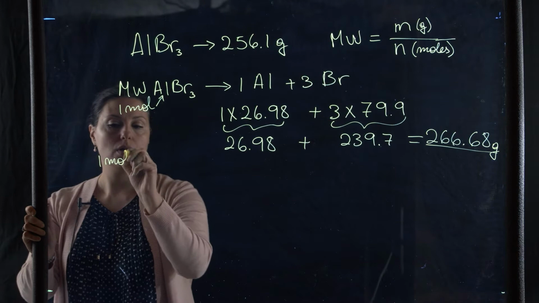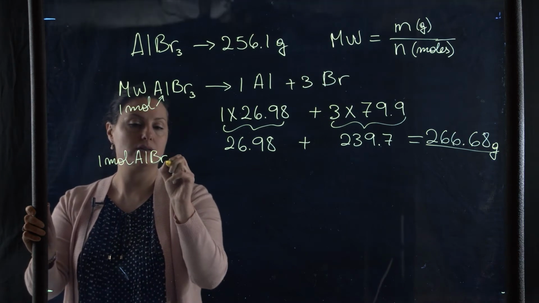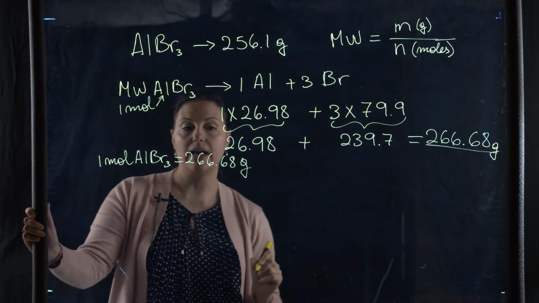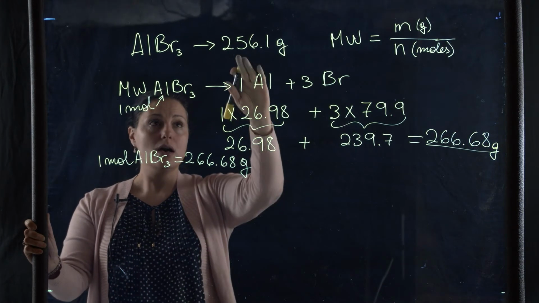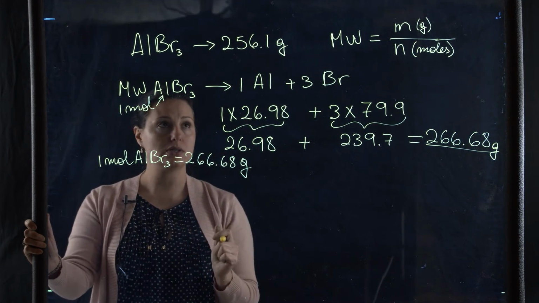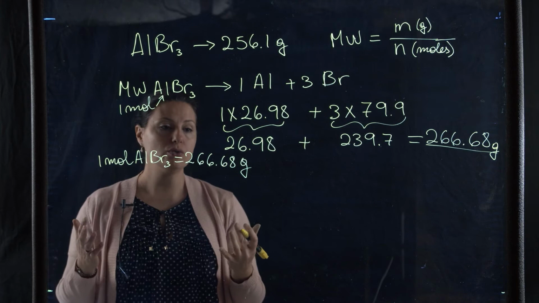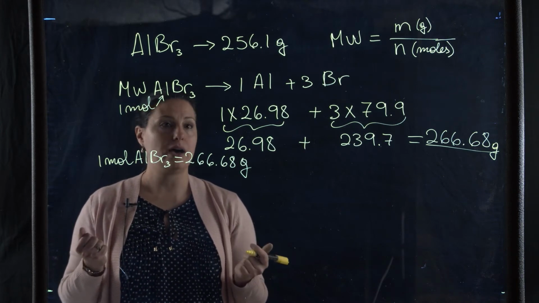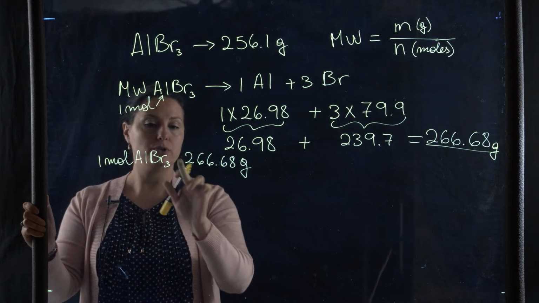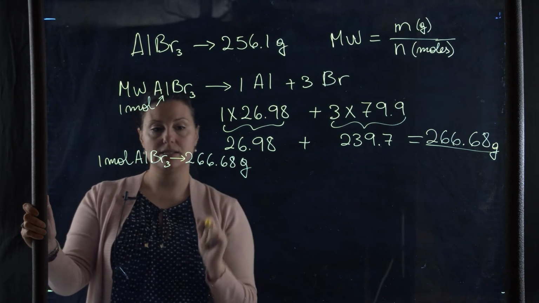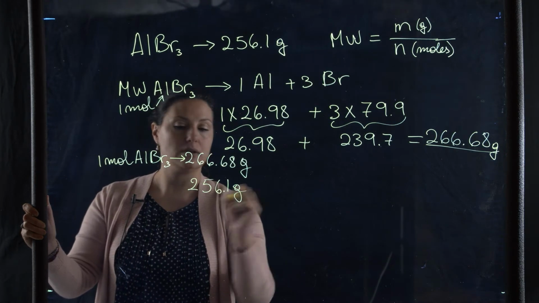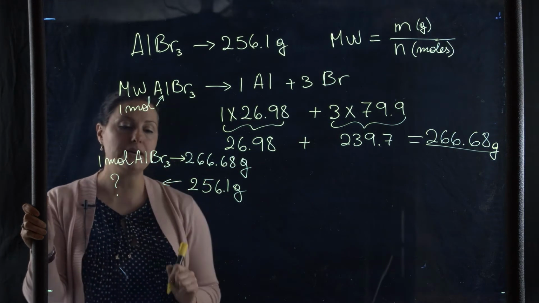1 mole of aluminum bromide weighs 266.68 grams. I know this to be true because I just calculated it. Let's convert the amount of grams that we have into moles. I have 2 ways that I'm going to show you, and pick the easiest way for you and do it that way. You can say 1 mole of aluminum bromide weighs 266.68 grams. What about 256.1 grams? How many moles will that be?